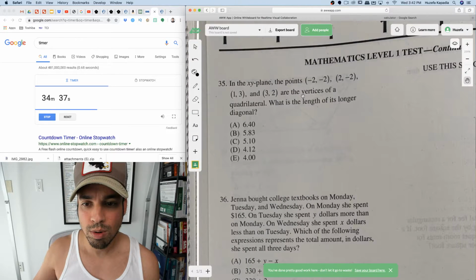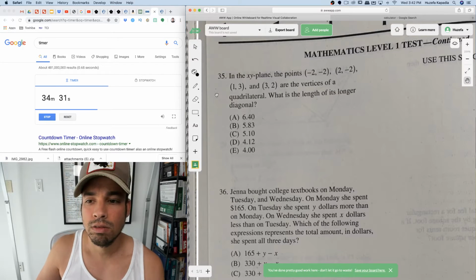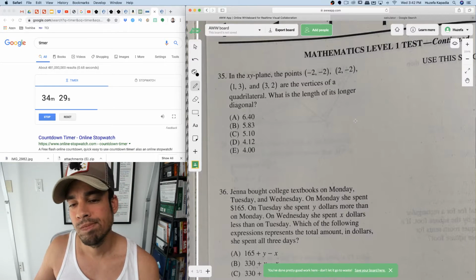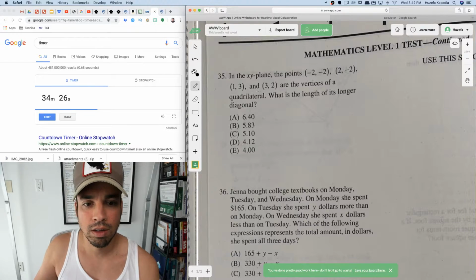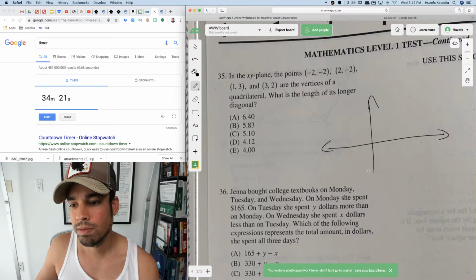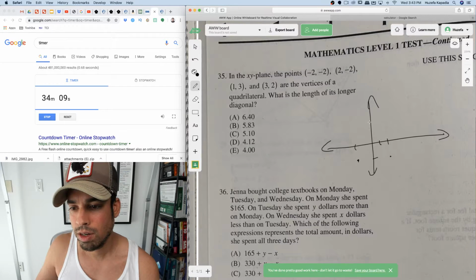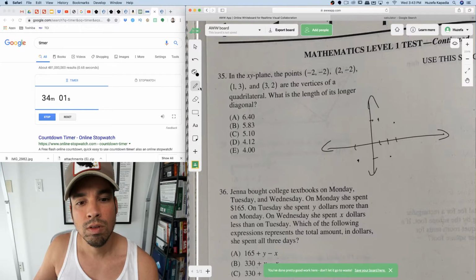In the xy plane, the points given are the vertices of a quadrilateral. What is the length of its longer diagonal? What's the best approach here? Okay, let's do this. Let's actually graph it slightly. So it's -2, -2, 2, -2, 1, 3, and 3, 2.